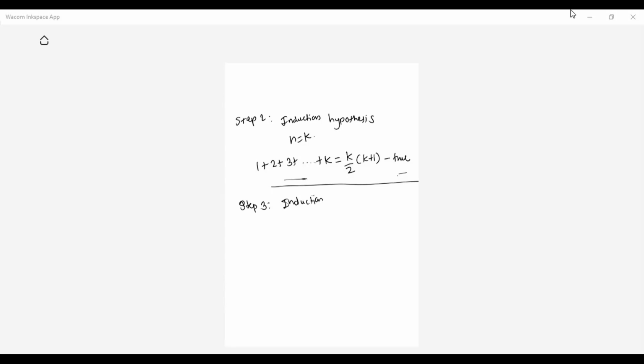Induction step. Now, for the induction step, what is the immediate task that we need to do? We have to put n is equal to k plus 1. We have done up to n is equal to k. Now we have to move to the next step, that is n is equal to k plus 1. So simply substitute n is equal to k plus 1. So how would it be?